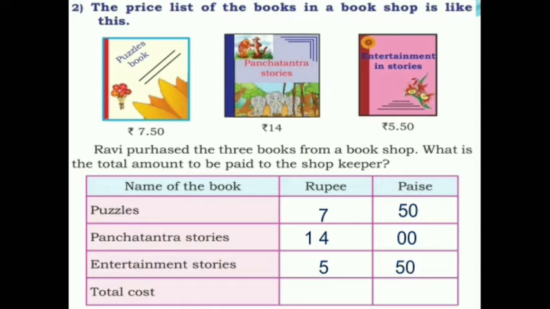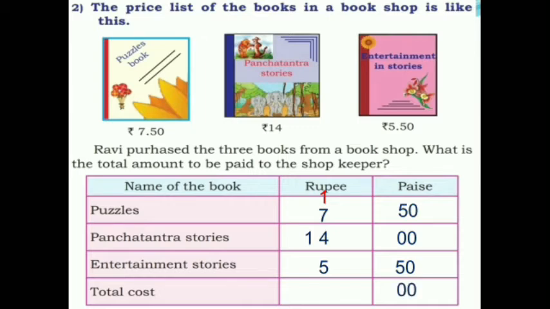Now we should find out the total cost. First we should add paise. 50 paise plus 50 paise is equals to 100 paise. 100 paise is equals to 1 rupee. Write 1 carry to rupee place and 0 in paise place.